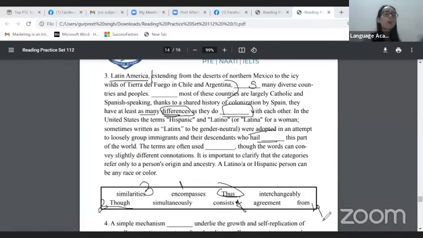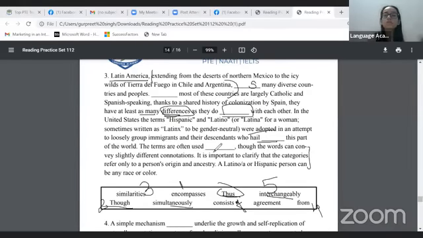Hail from means who come from this part of the world. The terms are often used dash. So this is simultaneously or interchangeably. Simultaneously means the same way, and interchangeably means in place of each other. When we read the next part, we'll come to know that the answer was interchangeably. They wanted to say you can use Hispanic or you can use Latino in place of each other. They are almost the same.